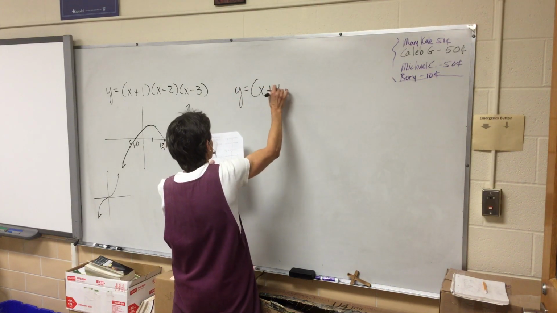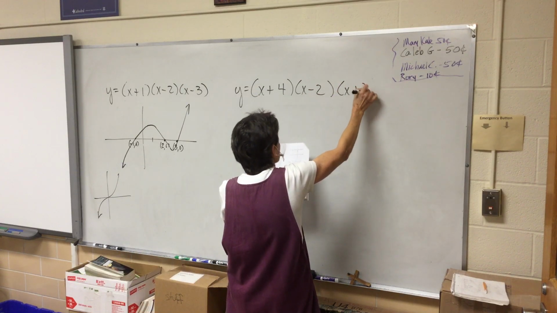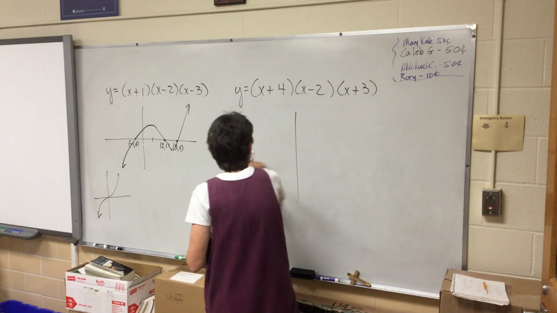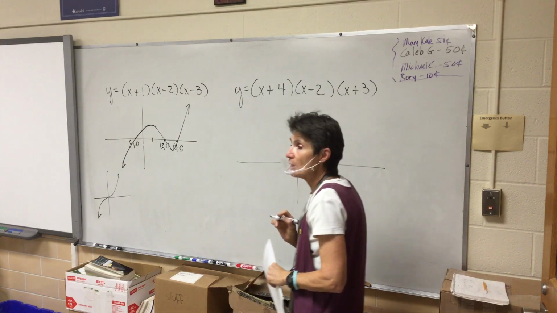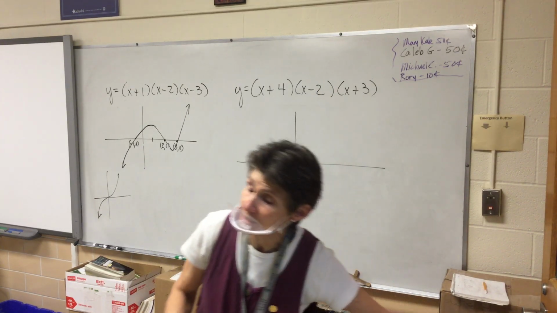All right, let's look at the next one. Okay, so you're going to start by putting dots on the x-axis. We call them zeros or x-intercepts.